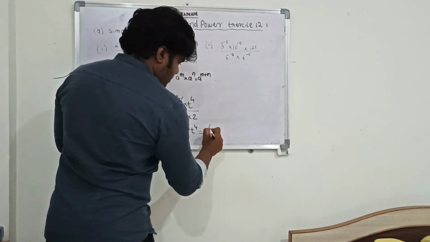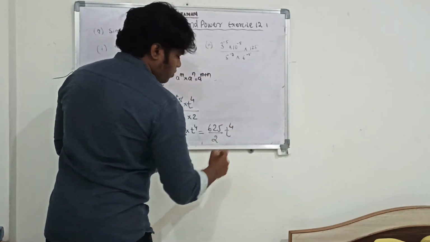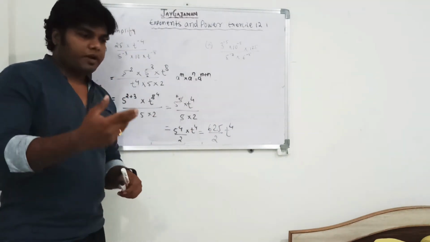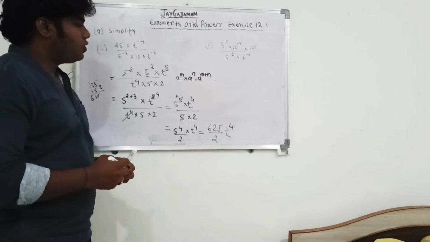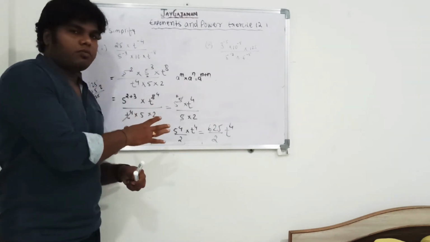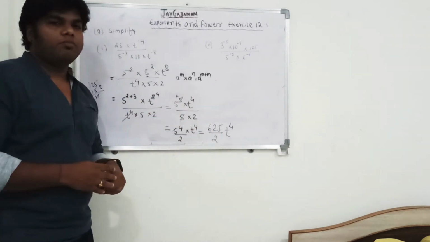So this will become 625 upon 2 t to the power 4. This will be the answer of this particular question. Just repeat this. I can show you in the short way also. In another video, I will make this particular problem in a short way so that you can understand why I have gone through this complete long way.